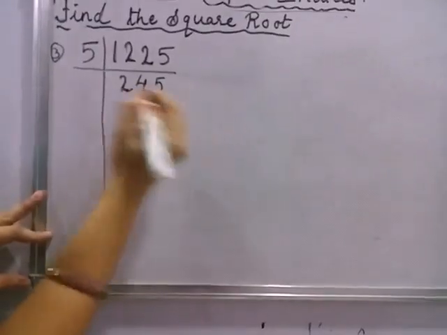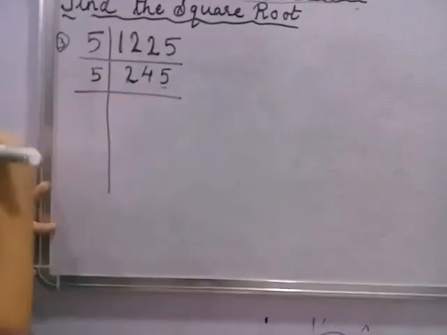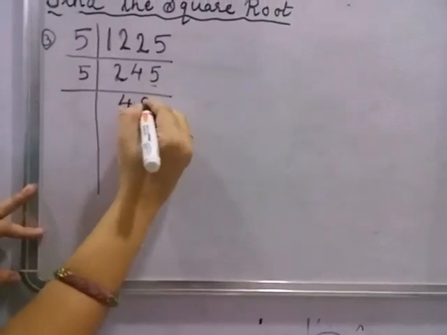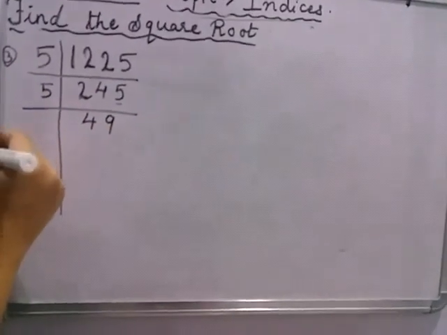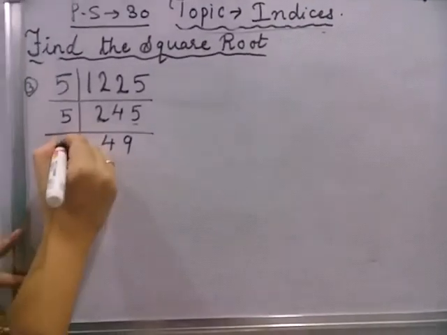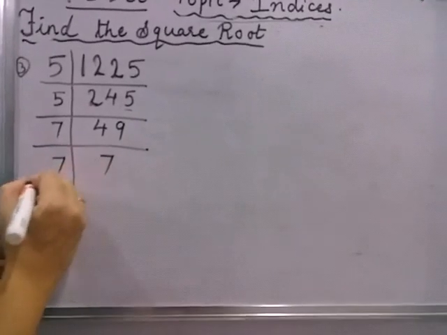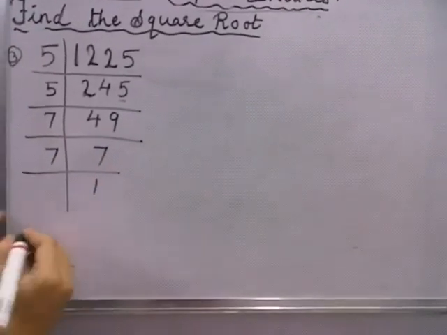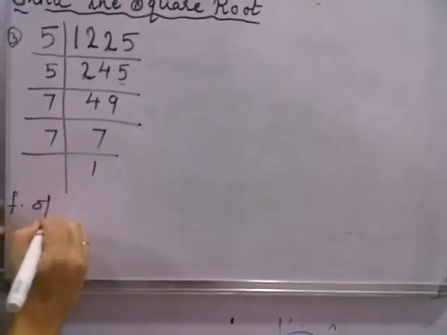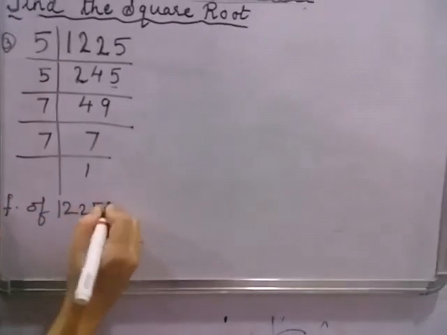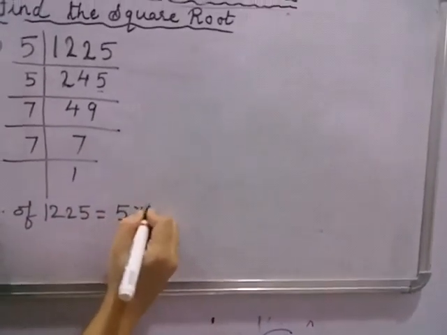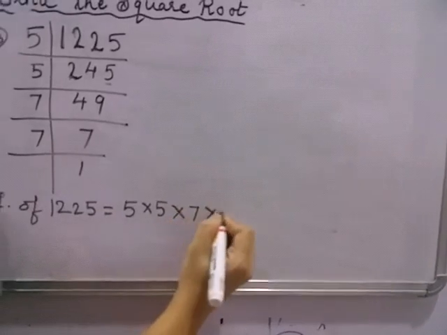Now 245, again 5 on the unit place, so it is divisible by 5. We are going to get the answer 49. Now 49 is the square of which number? 7. So it is divisible by 7. 7 7s are 49. And then last 7 1s are 7. So here we got the factors of 1225. What is it? 5 into 5 into 7 into 7.